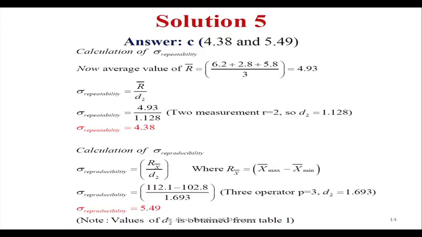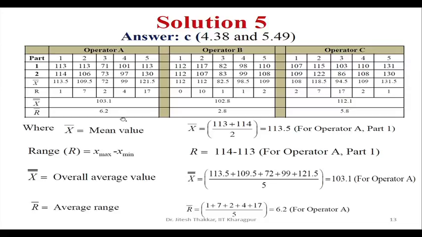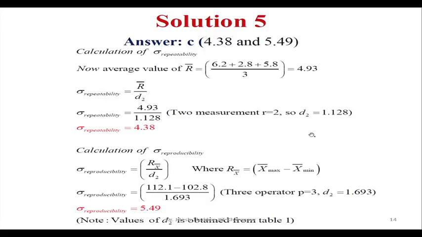Let us see the first, sigma repeatability. You have the R bar value, the average value of R bar, which you can also call R double bar. Here I have written it in words: the average value of R bar is equal to 6.2 plus 2.8 plus 5.8 divided by 3, which is 4.93. Sigma repeatability is equal to R bar divided by D2, and this will be 4.93 divided by 1.128.